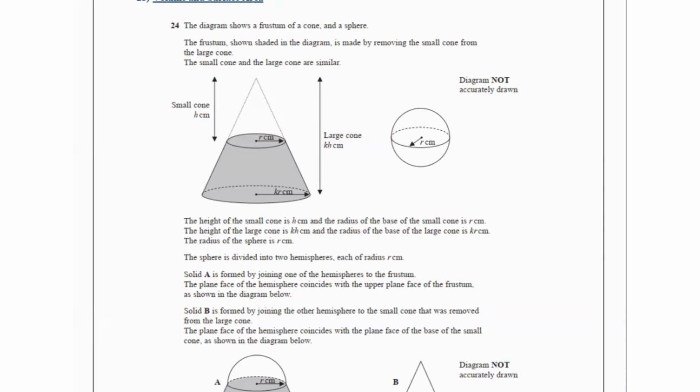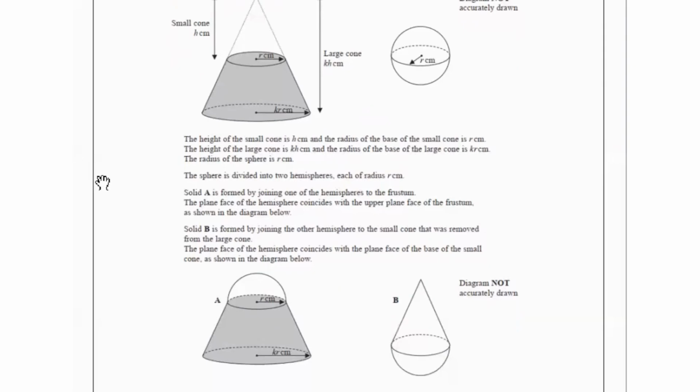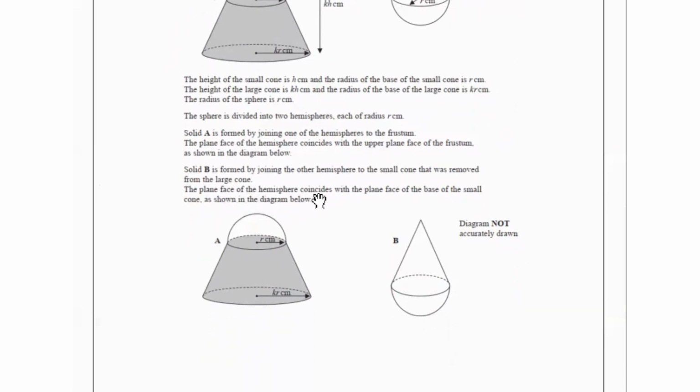The radius of the sphere is r centimeters. The sphere is divided into two hemispheres, each of radius r centimeters. Solid A is formed by joining one of the hemispheres to the frustum. The plane face of the hemisphere coincides with the upper plane face of the frustum, as shown in the diagram below. Solid B is formed by joining the other hemisphere to the small cone that was removed from the large cone, and the plane face of the hemisphere coincides with the plane face of the base of the small cone, as shown in the diagram below.